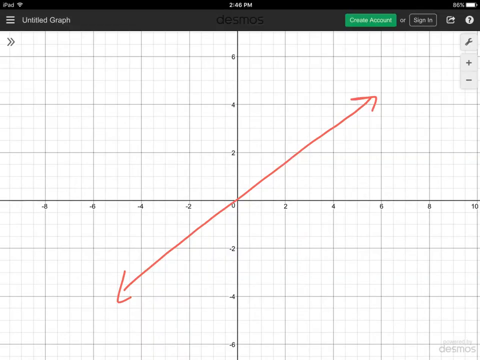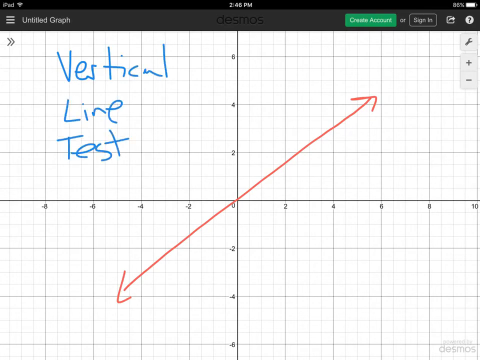So another way to view a function is graphically, and I just have a linear equation on there, just a straight line. And there's something called the vertical line test, and hopefully you've heard of that before. But it's a real quick way, if you have a graph, to figure out whether or not you're looking at a function. And all you're going to do is drag a vertical line all the way across your graph.